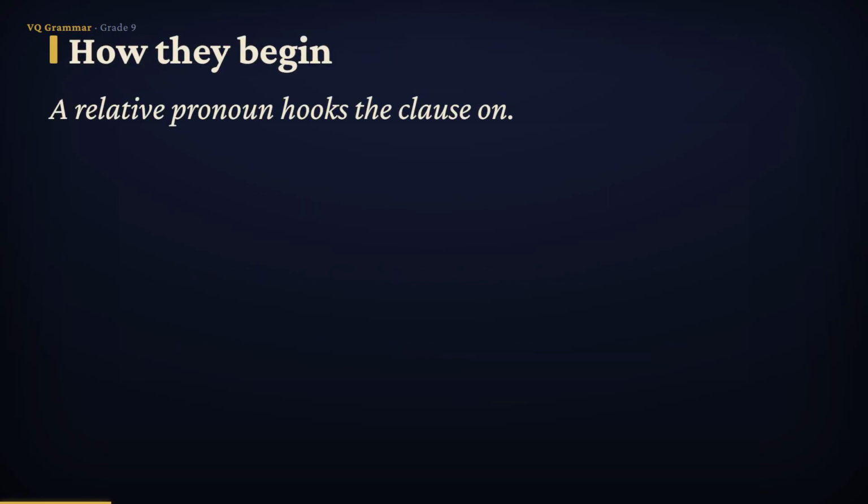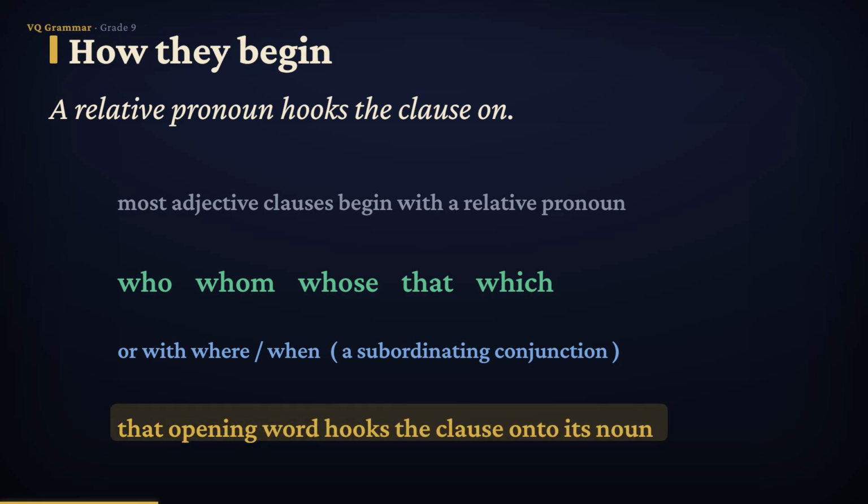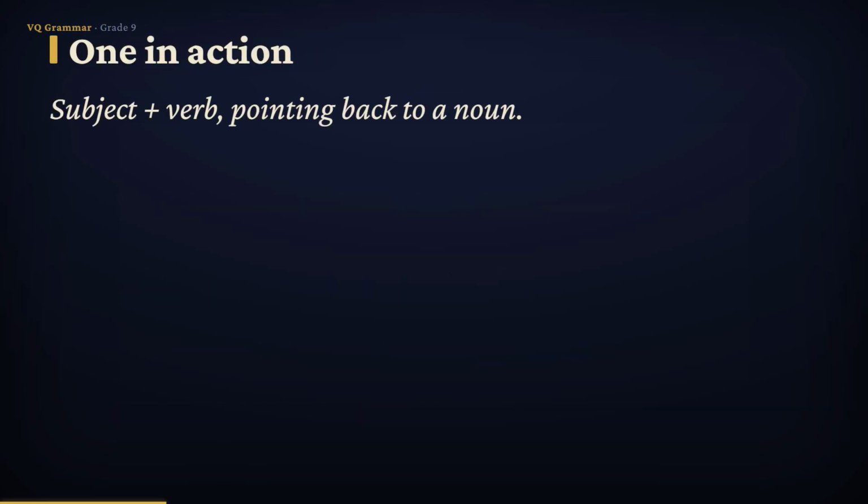How do you spot one? Most adjective clauses begin with a special connecting word called a relative pronoun. The relative pronouns are who, whom, whose, that, and which. A clause can also open with where or when, words that here act as subordinating conjunctions. Whatever the opener, its job is the same. It hooks the clause onto the noun it describes, tying the two together. Let's see one at work.